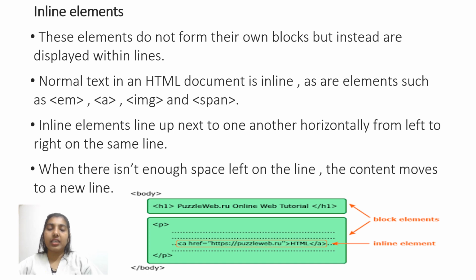Inline elements. These elements do not form their own blocks but instead are displayed within lines. Normal text in a HTML document is inline, as are elements such as EM tag, that is emphasized text tag, A tag, image tag and span tag. Inline elements line up next to one another horizontally from left to right on the same line. When there isn't enough space left on the line, the content moves to a new line.